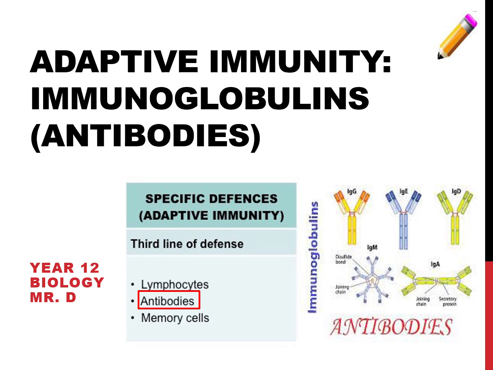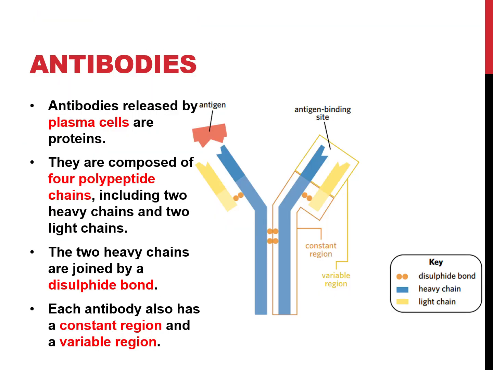Welcome back, Year 12s. We're looking at adaptive immunity. In this case, we're looking at antibodies specifically, also known as immunoglobulins. So antibodies are released by the plasma cells, and these, of course, are derived from B lymphocytes that are stimulated.